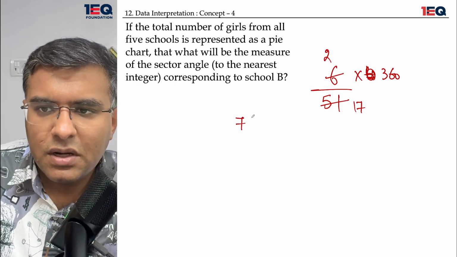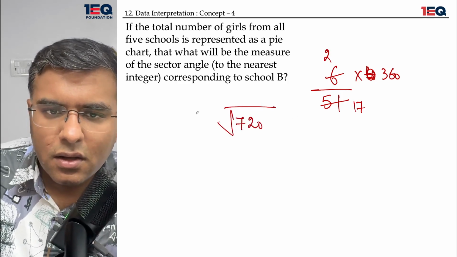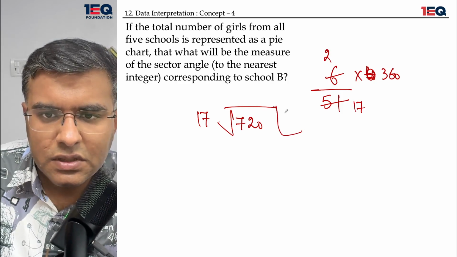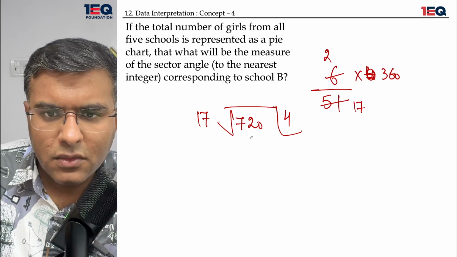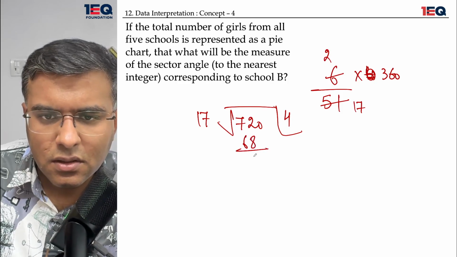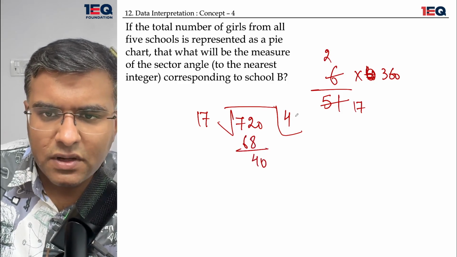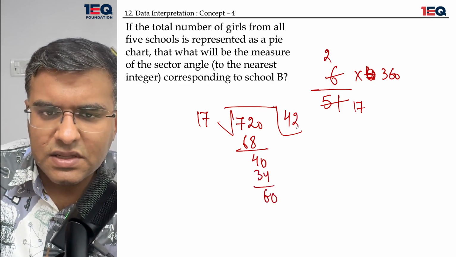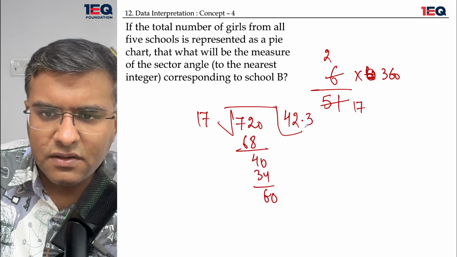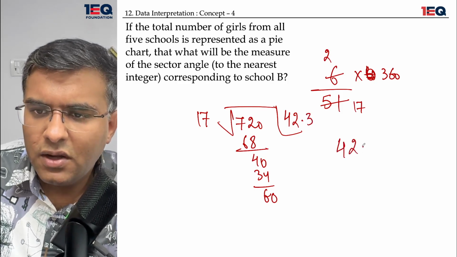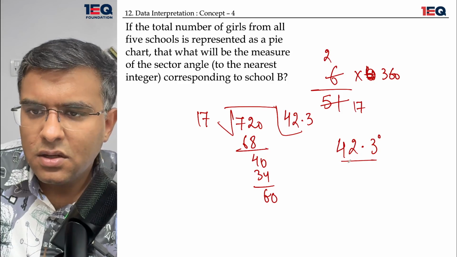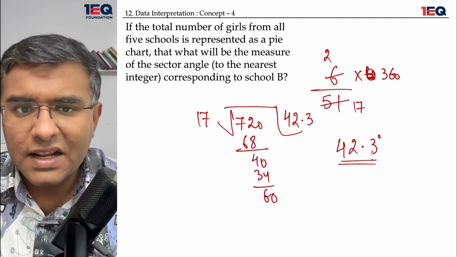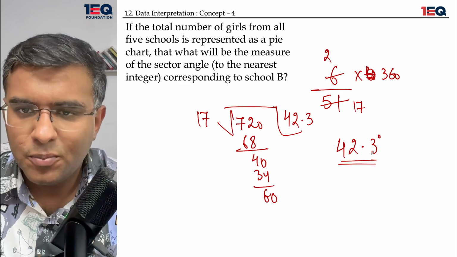So this is nothing but 720 divided by 17. 17 4s are 68, this gives me 40. 17 2s are 34, this gives me 60, and 17 3s are 51. So around 42.3 degrees would be the central angle. It would be the central sector angle corresponding to school B.